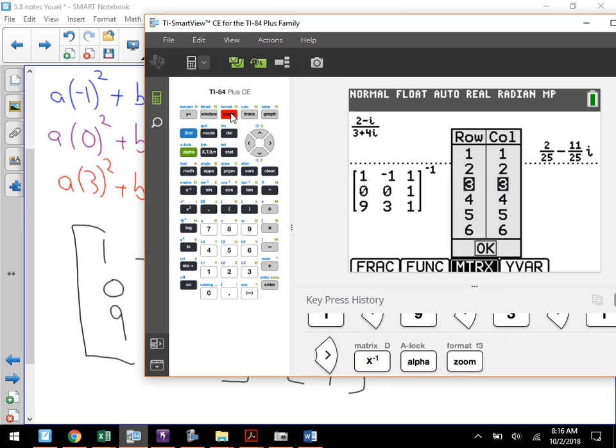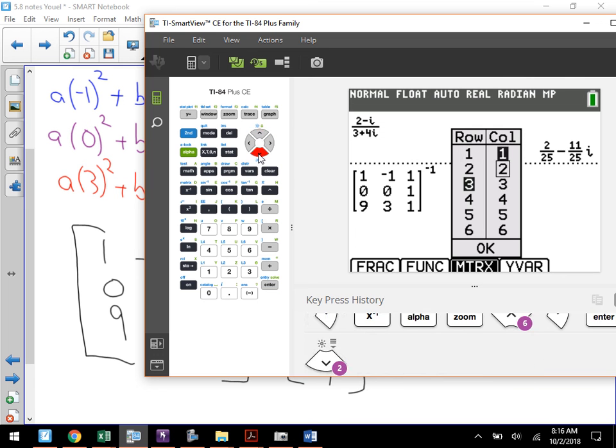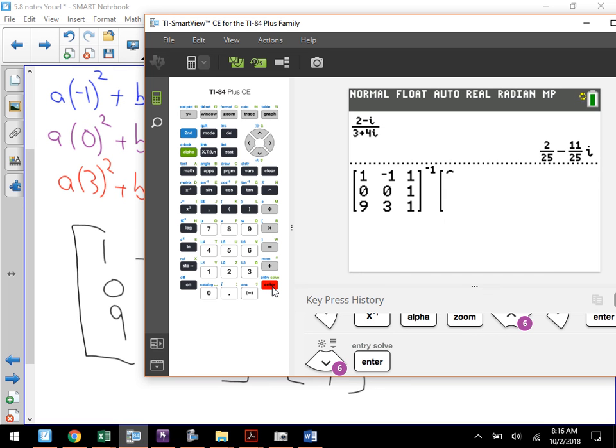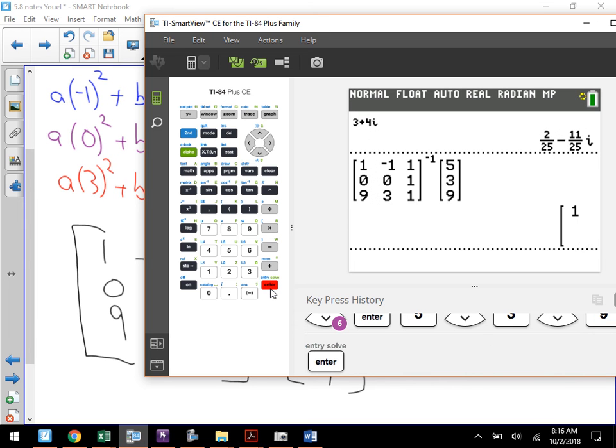Alpha zoom. And obviously, you guys are a lot faster typing this than I am because this is kind of slow. 5, 3, 9. There's your A, B, and C. If you have an error, you might have a minus sign. So those values go in the order in which you put them in. A, B, C. So there's our A, B, and C in the column.